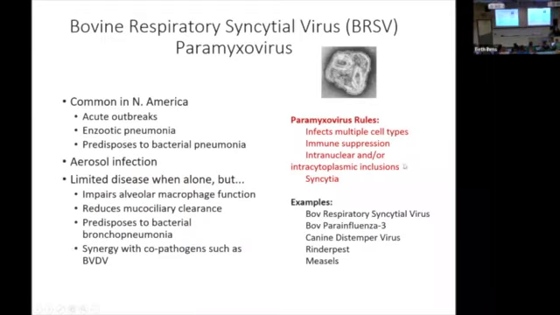Okay, BRSV, so this is a paramyxovirus. Rules of paramyxovirus: these guys usually infect multiple cell types. If you think of canine distemper, that's kind of my prototype.